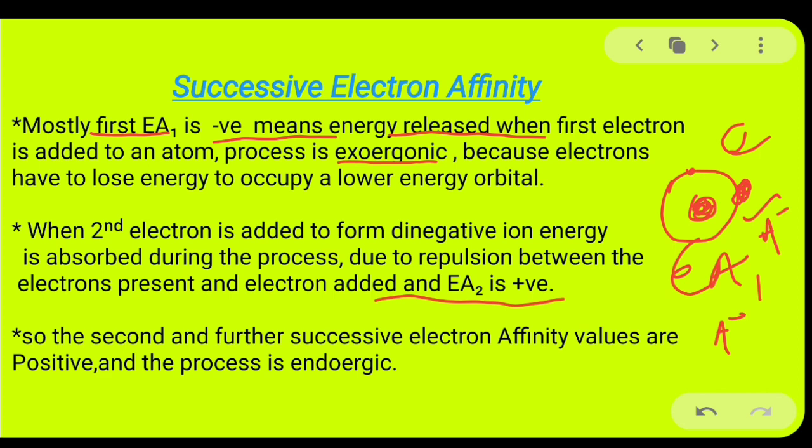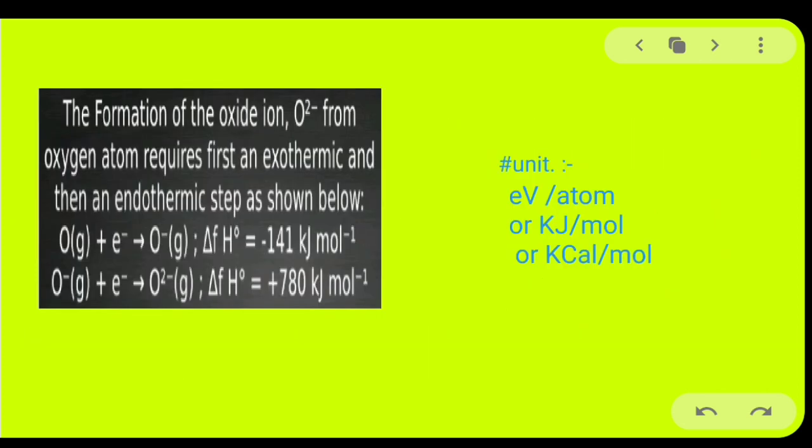Now, let us check this statement with the help of one example. The formation of the oxide ion, children. You know the oxygen atomic number is 8 and the electronic configuration is 2,6.